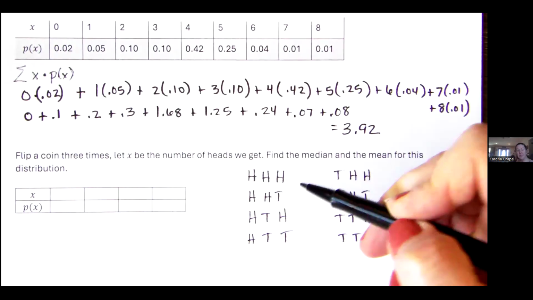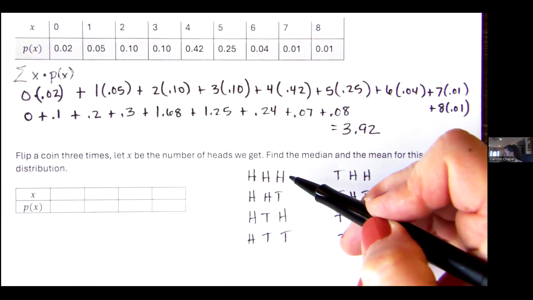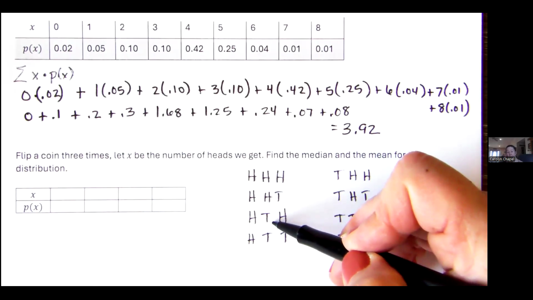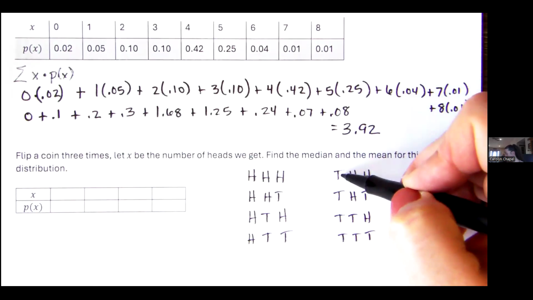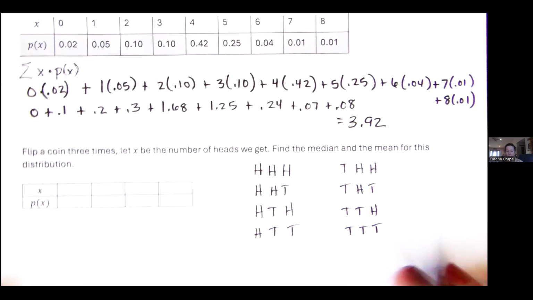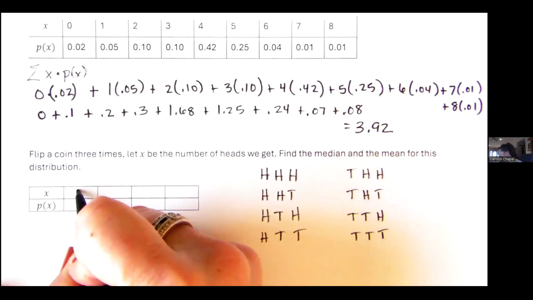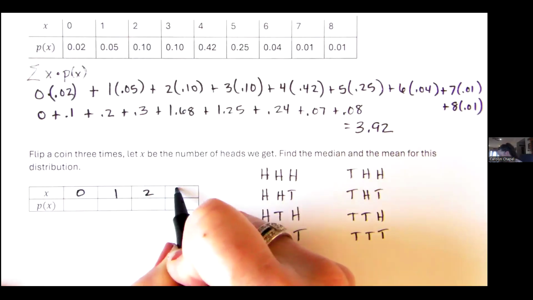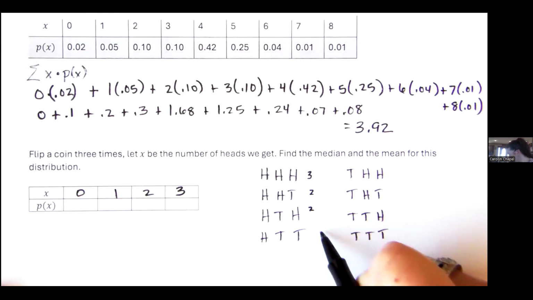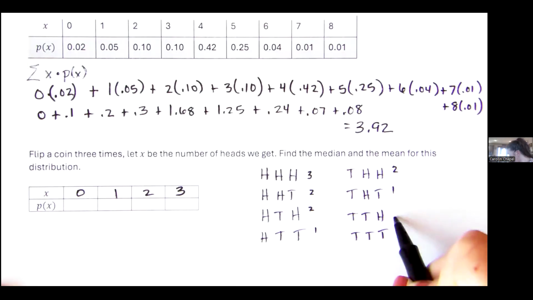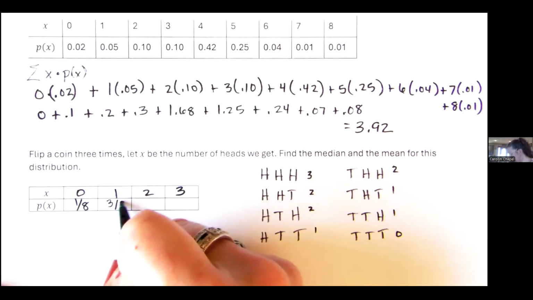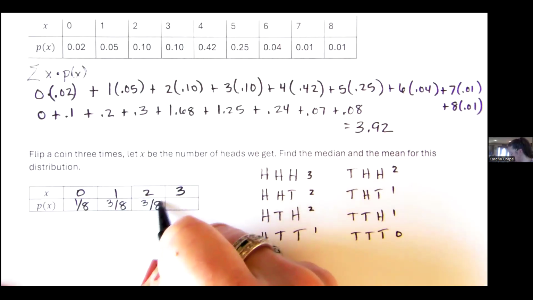What I usually do is just start with my 3 heads, and then I'll flip the last one. Then I'll turn it back to normal and flip the middle, and then I flip it. Then I flip the first one, and then basically repeat the other ones. That's how I get that so quickly. We could have 0, 1, 2, or 3 heads. So if I put how many heads next to each one, I had 1 out of the 8, 3 out of the 8, 3 out of the 8, and 1 out of the 8.